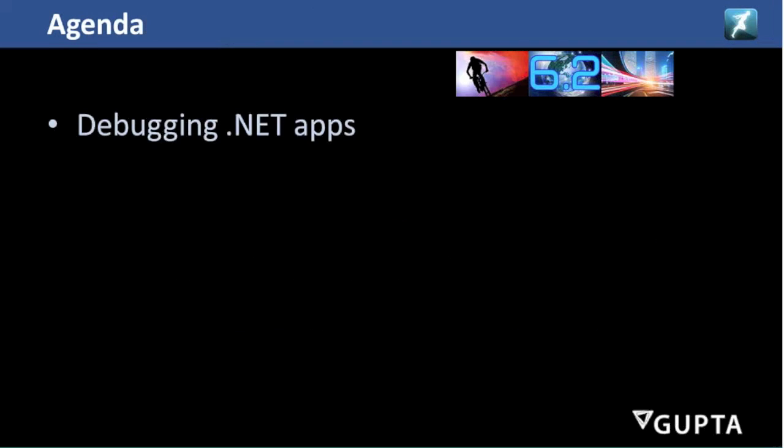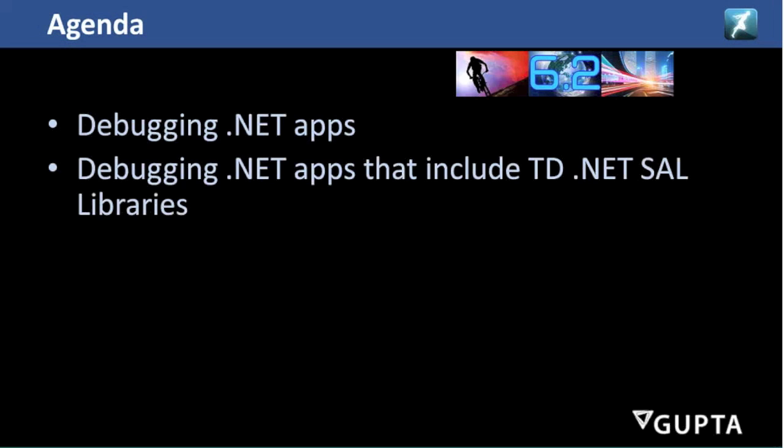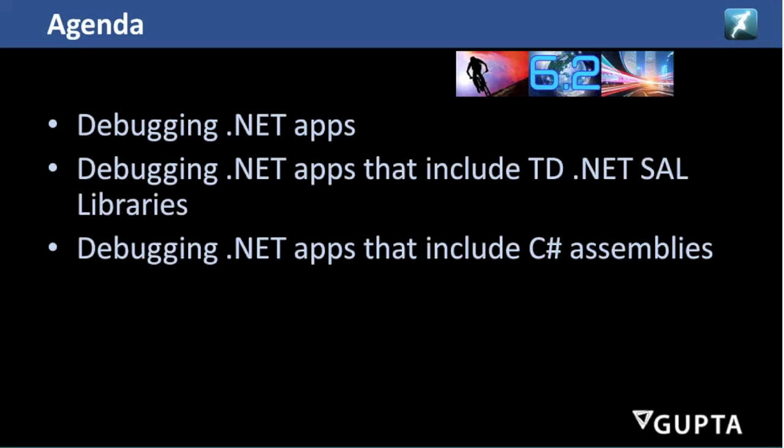So here's what I'm going to talk about today. How debugging .NET apps works. Then we will look at debugging .NET apps that include TD.NET Sal Libraries. Sal Libraries are the APDs on .NET, which are libraries that contain GUI objects. So basically, libraries that can contain table windows with whatever windows you have and business logic that you can call from a calling application. Debugging .NET apps that include CSharp assemblies. I will show you how to debug CSharp assemblies from within TD apps.